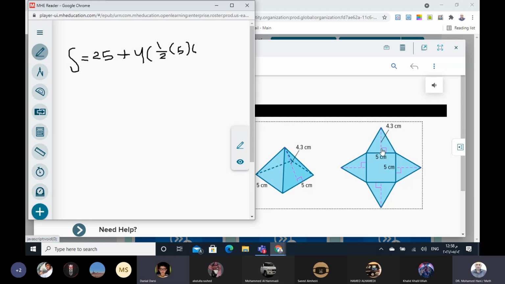Multiplied by the height of the triangle, or the slant, 4.3. Now we can calculate. Here we have 25 plus 4 times 1 over 2 will be 2. 2 times 5 will be 10. 10 times 4.3 will be 43.